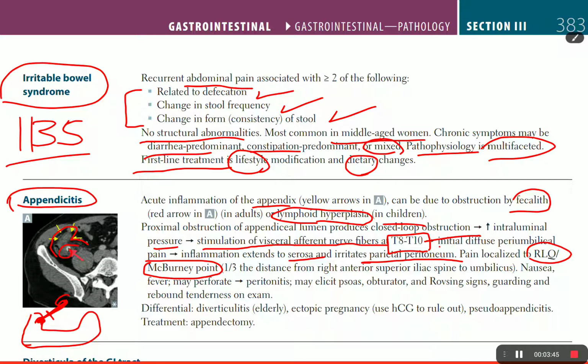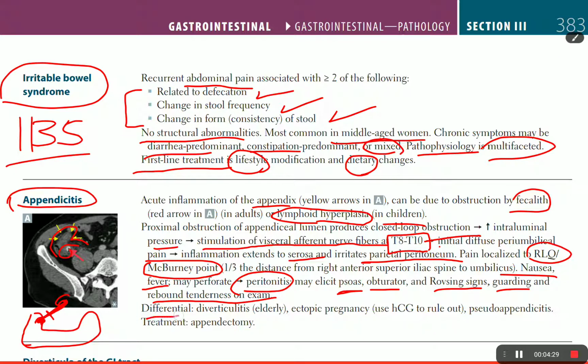The main symptoms of appendicitis are nausea and fever. It may perforate and cause peritonitis, and we may elicit the psoas sign. When the patient raises the right leg, he will feel pain because of contraction of the psoas muscle. Also the obturator sign, because the appendix has a strong relation with the obturator muscle. Rovsing sign, guarding, and rebound tenderness on examination. Rebound tenderness is the pain when the doctor pushes on the area of the right iliac fossa and then releases his hand suddenly, and the patient feels sharp pain.